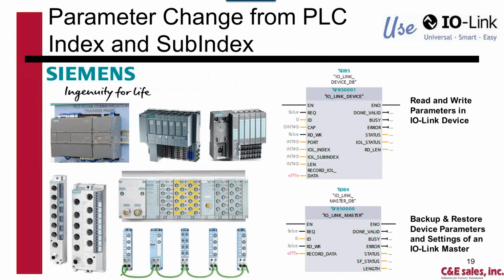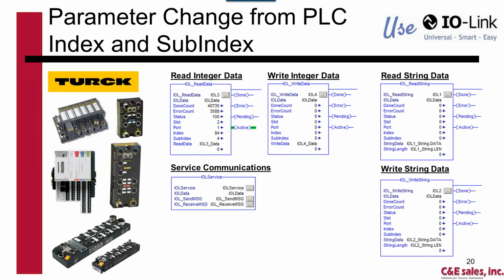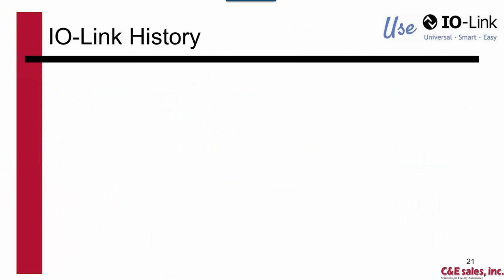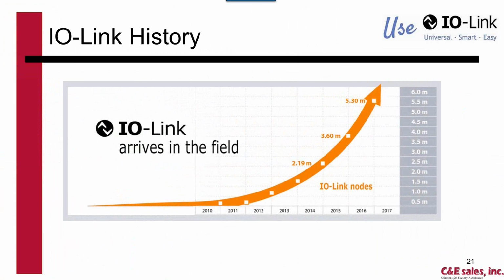Siemens has their function block instruction to access these parameters, and Turck uses add-on instructions for use in an Allen-Bradley Logix 5000 based PLC. IO-Link was created roughly 10 years ago, and within the last 4 to 5 years, IO-Link has started to come into mainstream as more manufacturers have designed sensors with this technology.